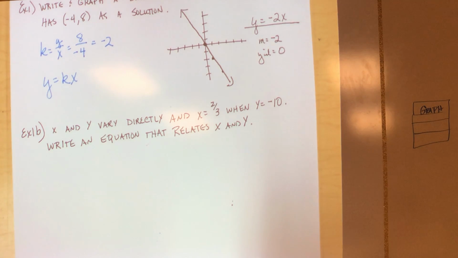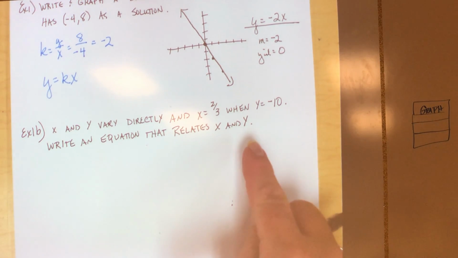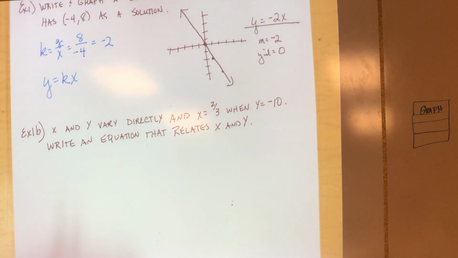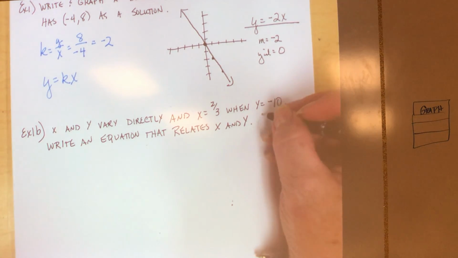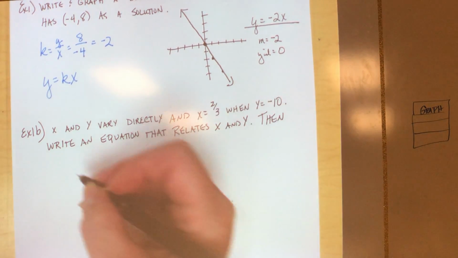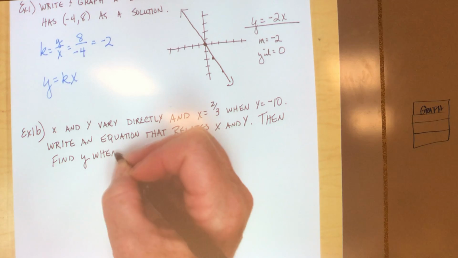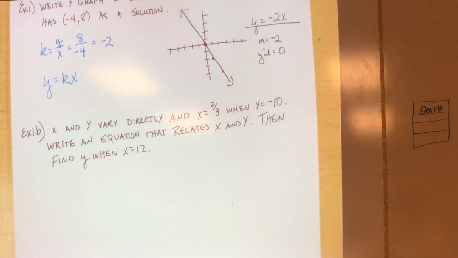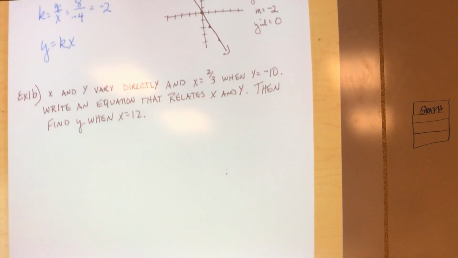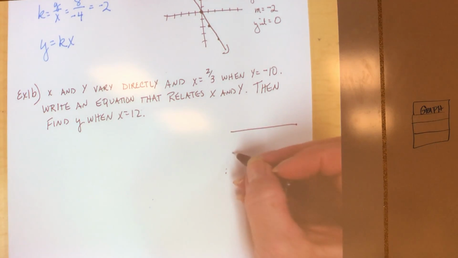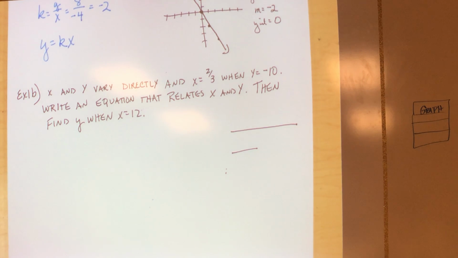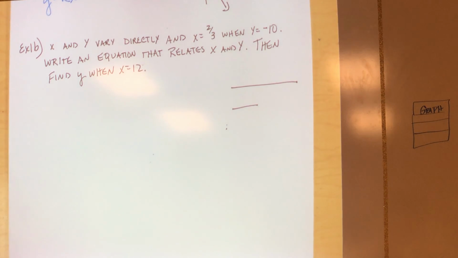Okay, so listen to this. If I write an equation that relates X and Y, what has to be in my equation? X and Y. People, if you're relating X and Y, you have to have an X and Y in the equation. I'm going to show you what's going to happen to some of you. Then find Y when X equals 12. How many answers? 2. Write an equation, then find y. You got it? Write an equation, then find y.